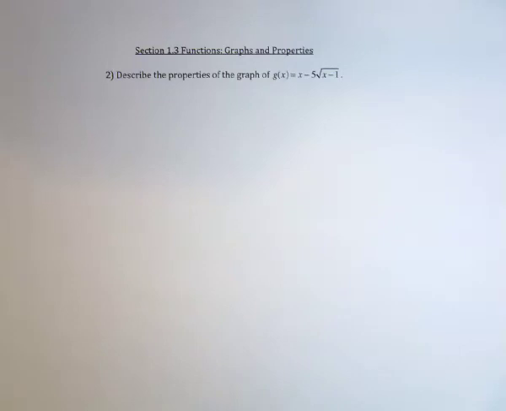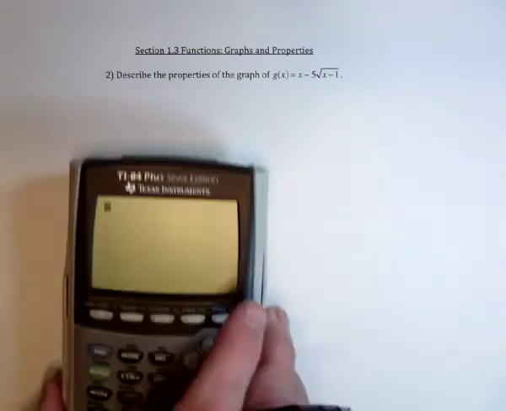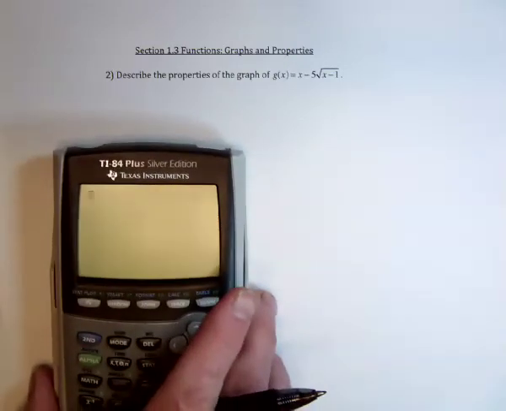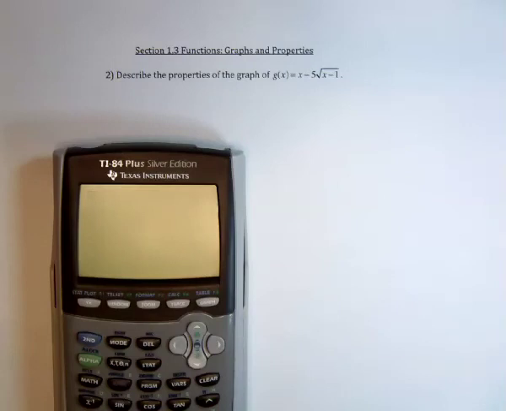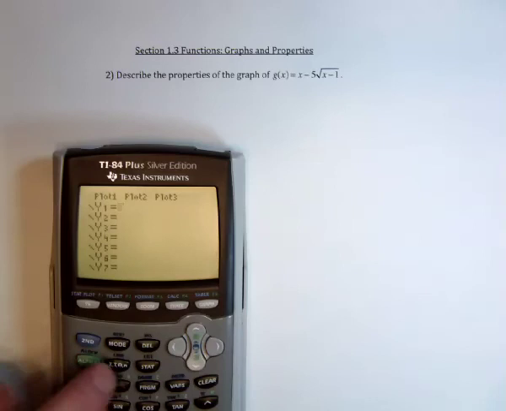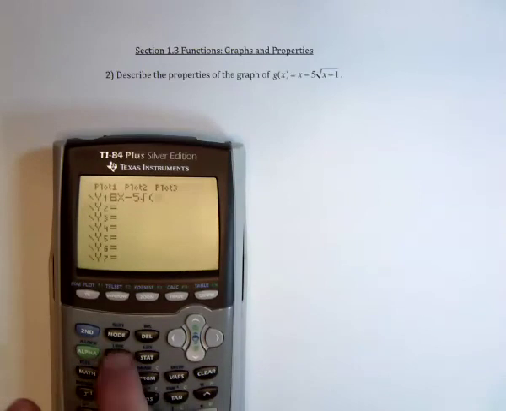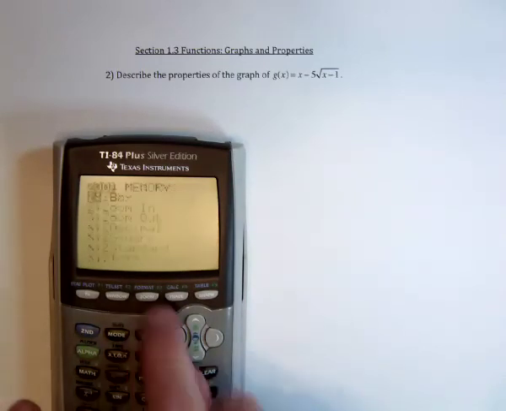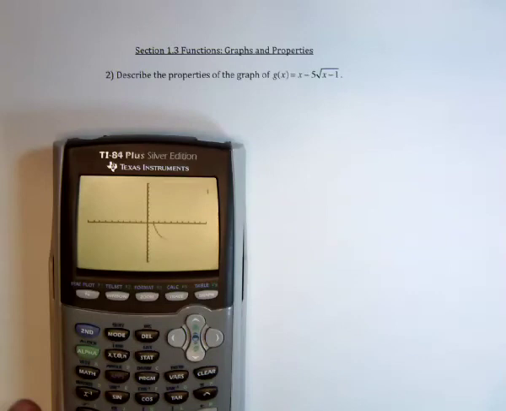Well, to describe the properties of this graph, we're going to be using the graphing calculator. Later in the semester, we'll be able to do this without a graphing calculator. So y equals x minus 5 times the square root of x minus 1, and then zoom standard and take a look at the graph.